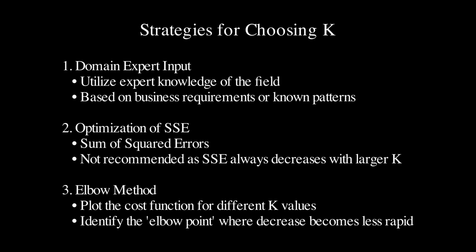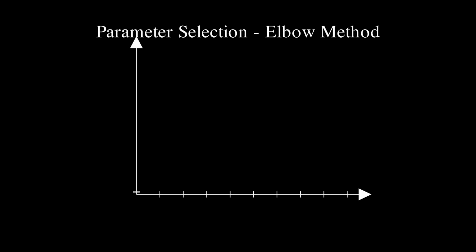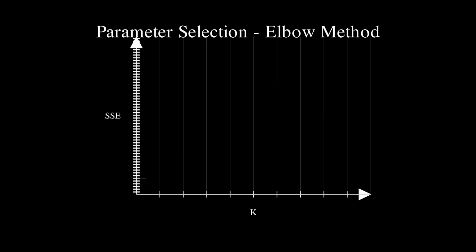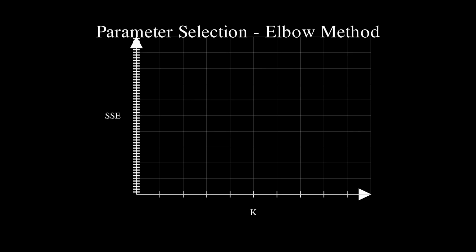This brings us to the elbow method, which provides a more balanced approach. The elbow method plots the cost function against different values of k. As we can see in this graph, the error decreases rapidly at first, but then begins to level off. This elbow in the curve, here at k equals 3, suggests an optimal number of clusters. After this point, adding more clusters yields diminishing returns. Think of it like bending an arm. The elbow point marks where the curve notably changes direction.